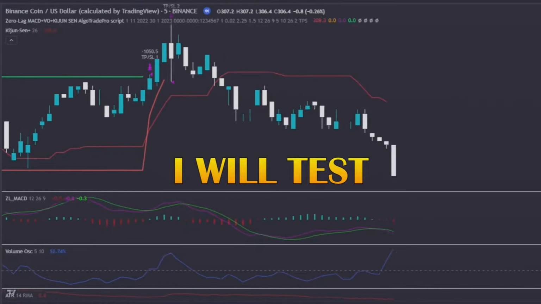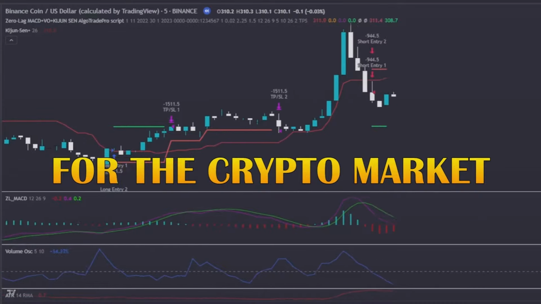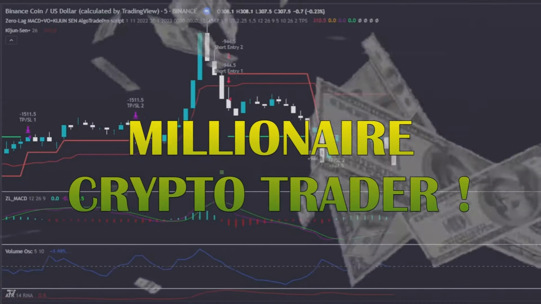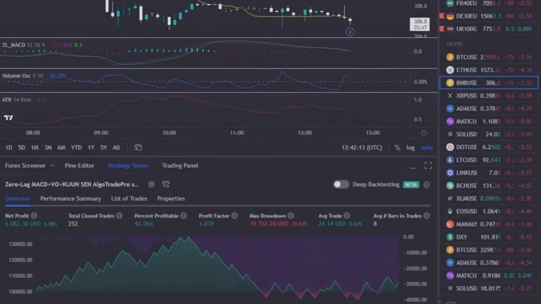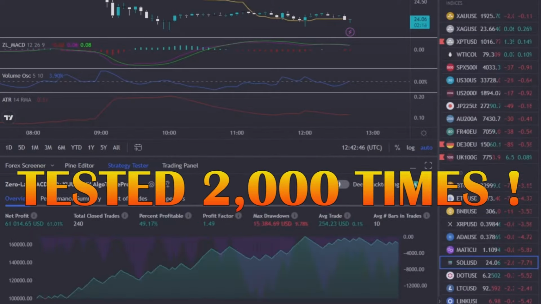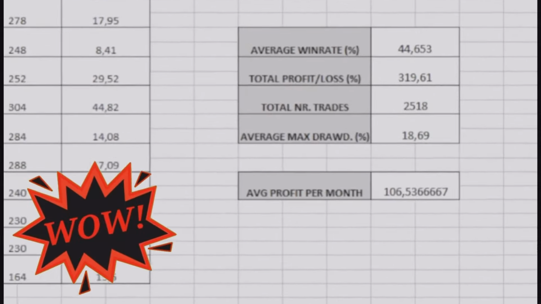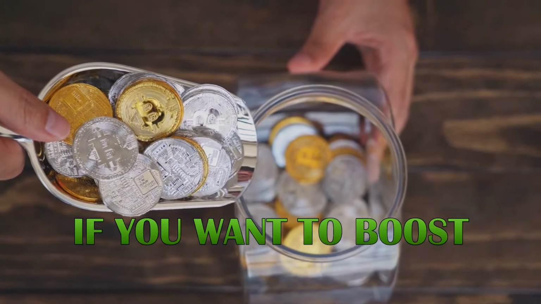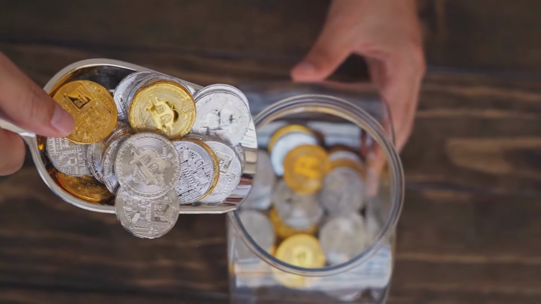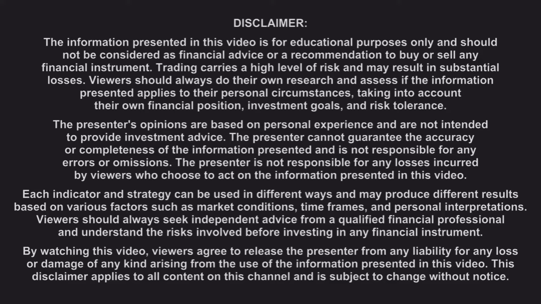Today, I will test a top-secret scalping trading strategy for the crypto market that is used by a millionaire crypto trader. To see if this strategy was really profitable, I tested it more than 2000 times and achieved an average monthly profit of 100%. So, if you want to boost your crypto profits, stay tuned to see all the real and proven results. Let's go!